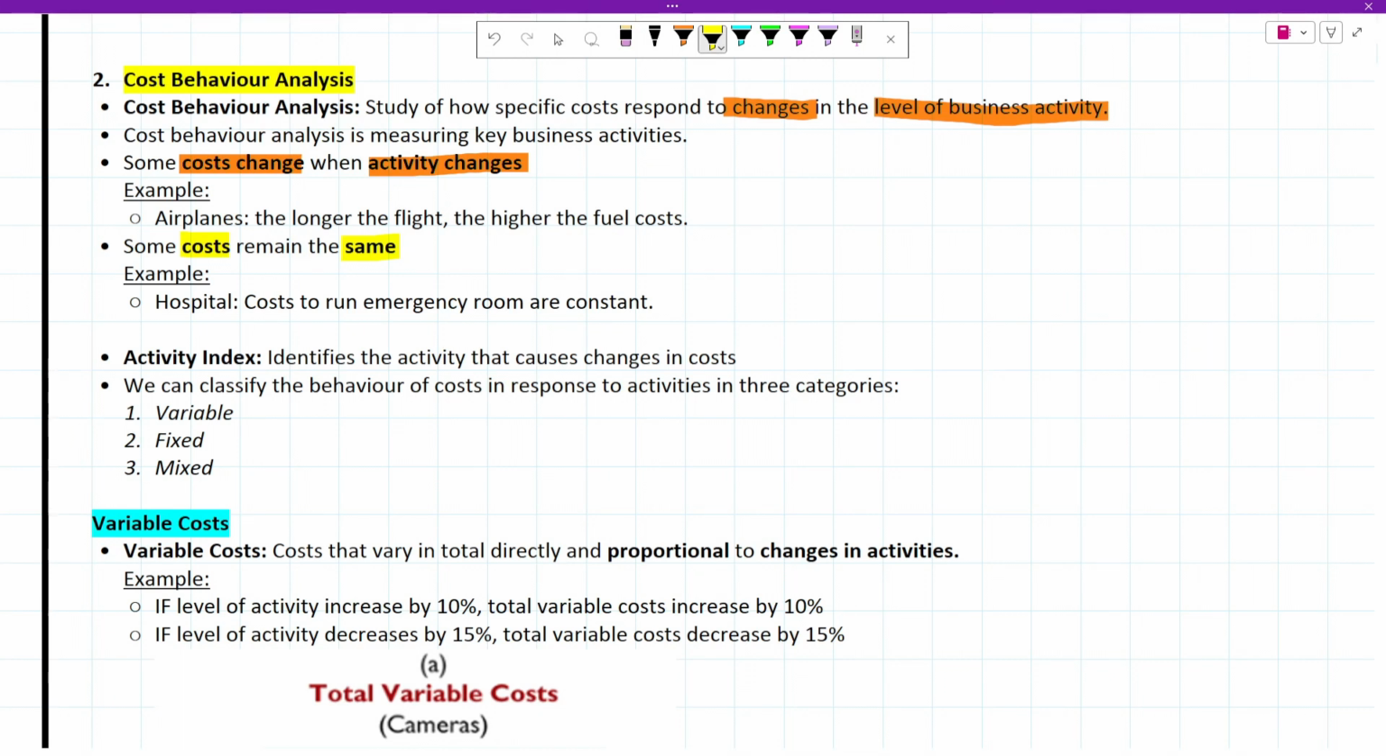So activity index, this identifies the activity that causes changes in costs. So we can classify the behavior of costs in response to activities in 3 categories. We have 1, variable, which I'll explain right here. 2, fixed, which I'll explain right after. And then 3, mixed.